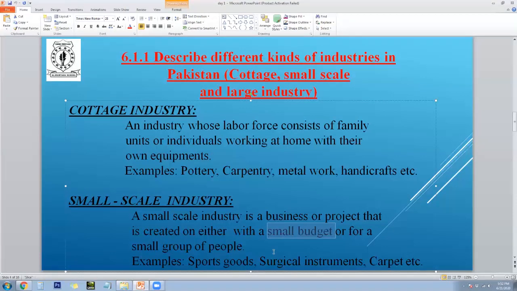Here, the owner sometimes hires workers, and sometimes he can even hire a small place where he can work. So what is the difference between the two, that is, the cottage industry and the small scale industry? Number one, it is home based. Here they may either work from home or at a hired place.